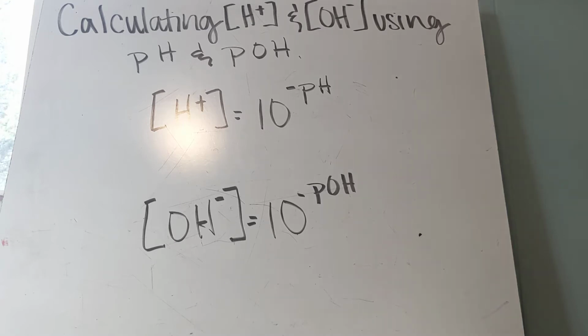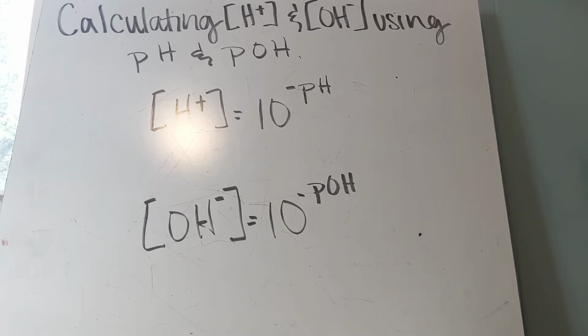Today we are going to be calculating the H plus and the OH minus, and you might be like, oh my gosh, we already did that. But today it is using the pH and the pOH. So we have a different formula. This is our last formula about pH and pOH.